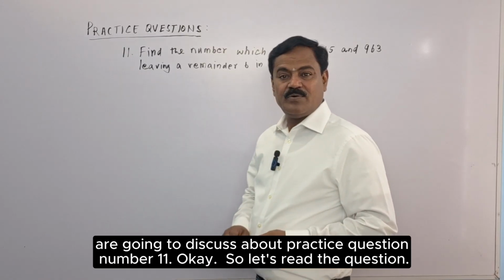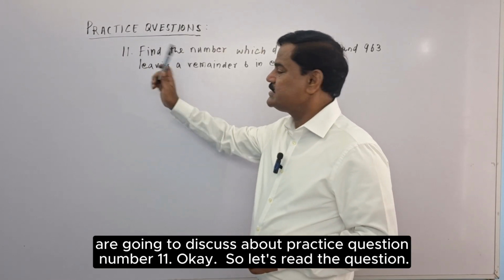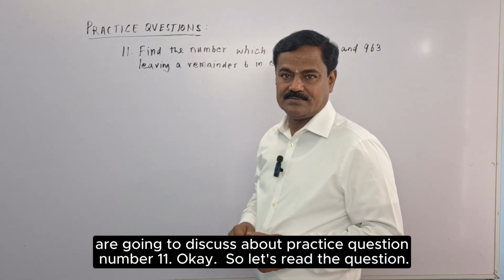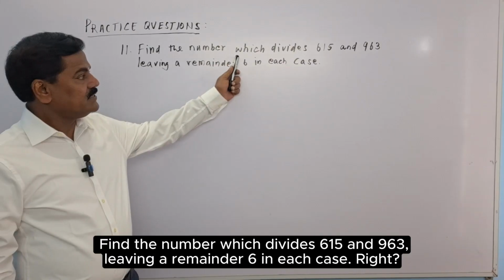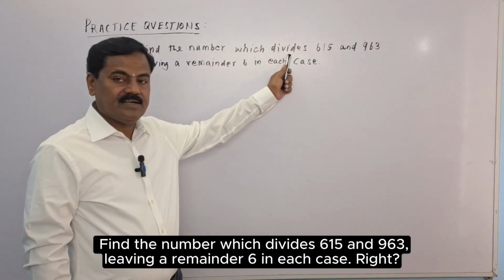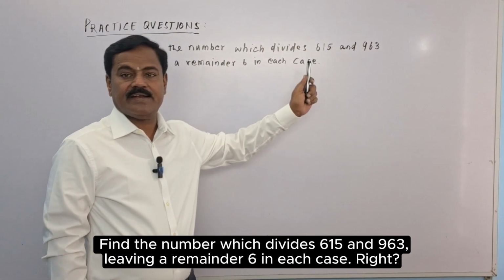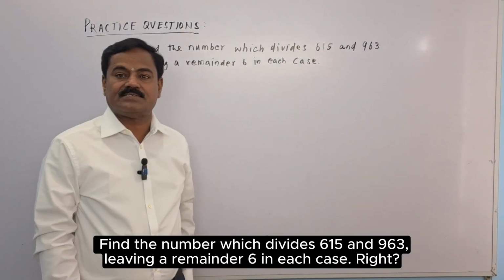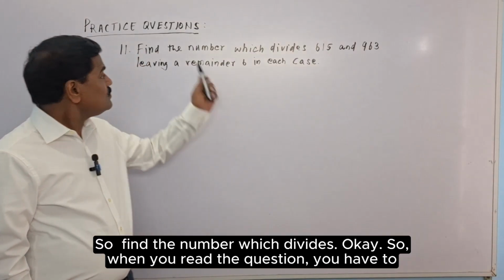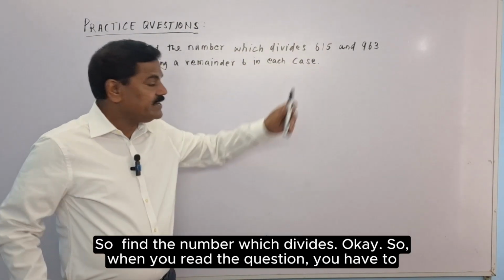Okay, in this session we are going to discuss practice question number 11. Let's read the question. Find the number which divides 615 and 963, leaving a remainder 6 in each case, right? So find the number which divides.